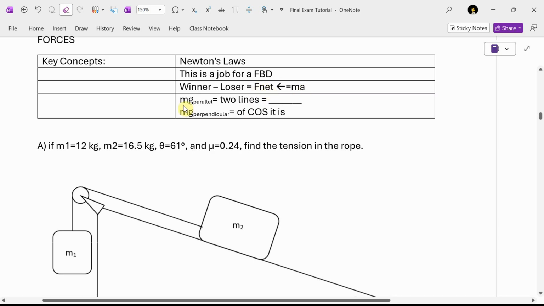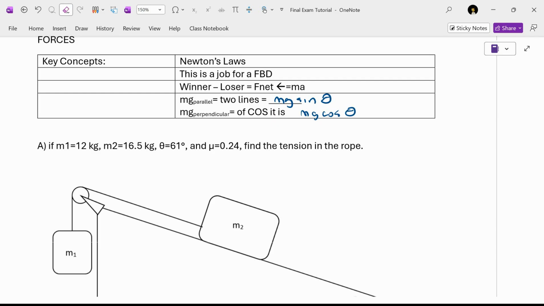And then when we had angles, what were our components? We broke them into parallel and perpendicular. My symbol for parallel was two lines. Which trig function was mg parallel? It was going to be mg sine theta. And then mg perpendicular, of course, is going to be mg cos theta.